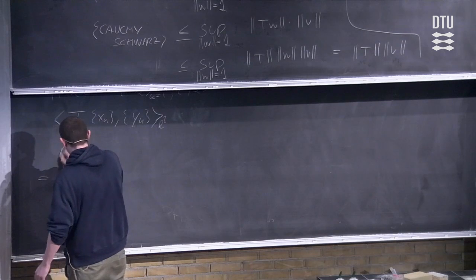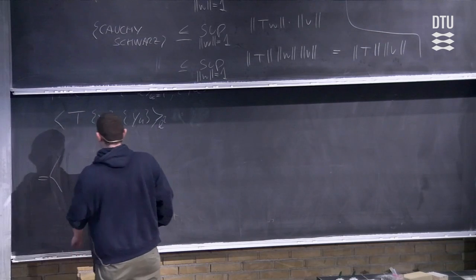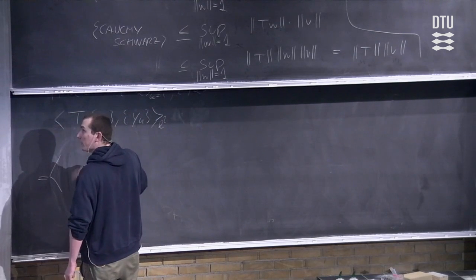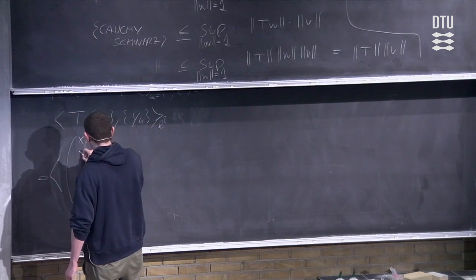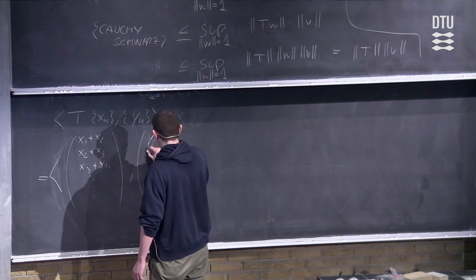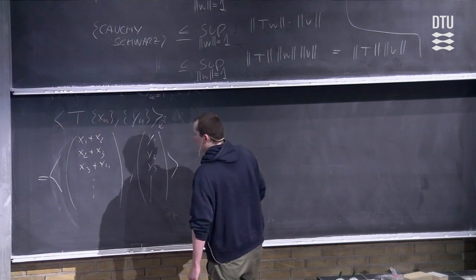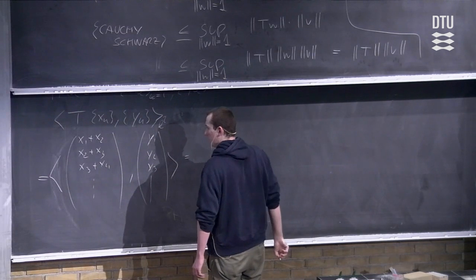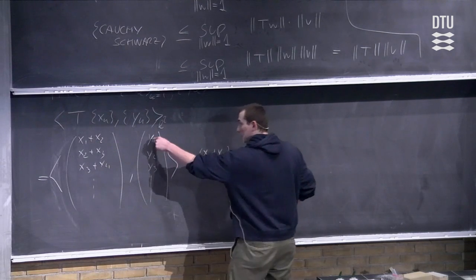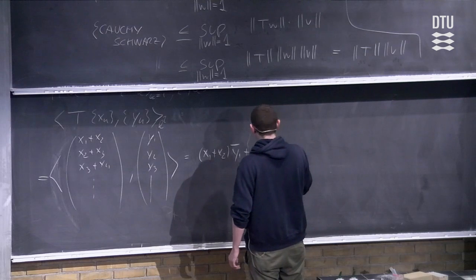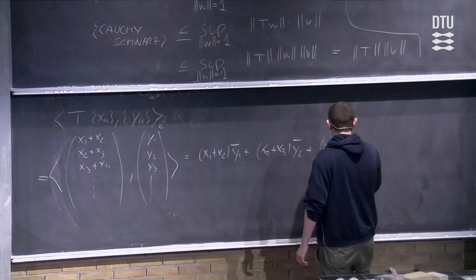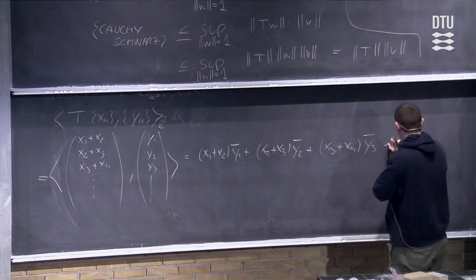So I think I'll write it down here. We have the inner product between, and then we have a vector here, which will be T applied to xk. So what is T applied to xk? Well, for k equal to 1, we get the vector x1 plus x2, and then we have x2 plus x3, x3 plus x4, and I guess you see the pattern. Then inner product with y1, y2, y3, and so forth. And this inner product is the same as x1 plus x2 times, because this is the first component in this vector multiplied by the first component in this one, complex conjugated, plus x2 plus x3 times y2 complex conjugated, plus, and so on. Let's just put the next one as well. So x3 plus x4, y3 complex conjugated, and so on.